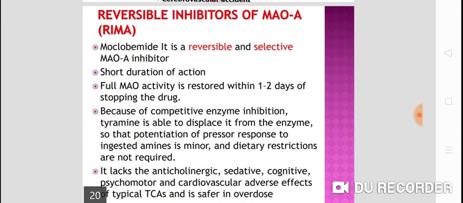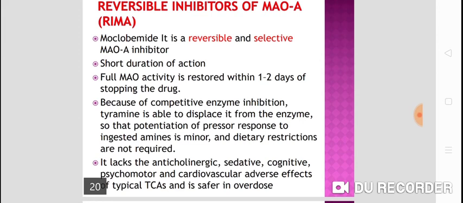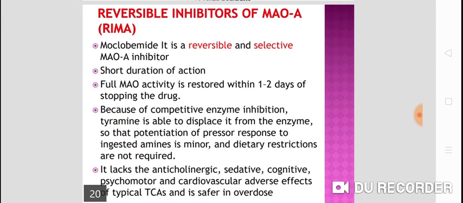Now, we have reversible inhibitors of monoamine oxidase A, that is RIMA. Moclobemide is a reversible and selective monoamine oxidase A inhibitor. It has a shorter duration of action. Why shorter duration of action? Because it inhibits that enzyme reversibly. Full monoamine oxidase activity is restored within 1 to 2 days after stopping the drug. Because of competitive enzyme inhibition, tyramine is able to displace it from the enzyme.